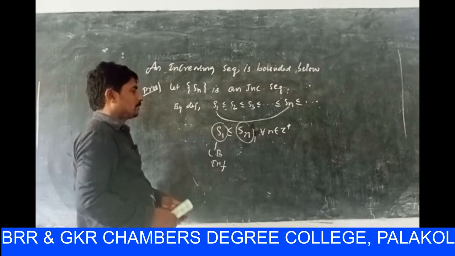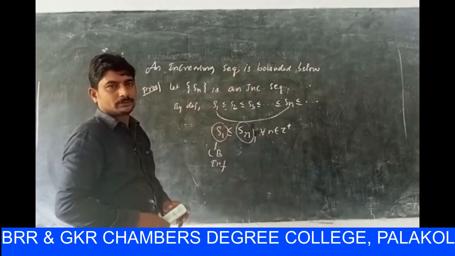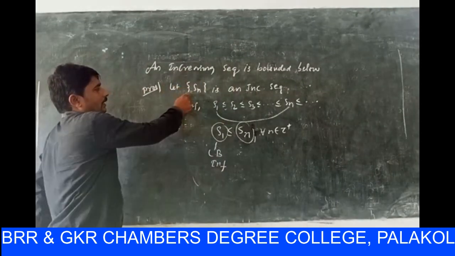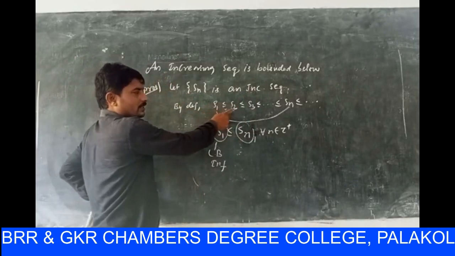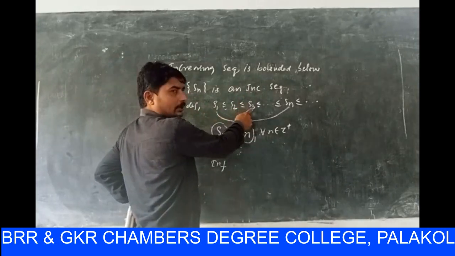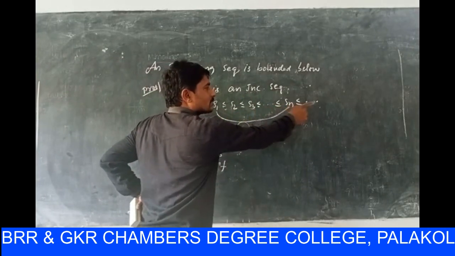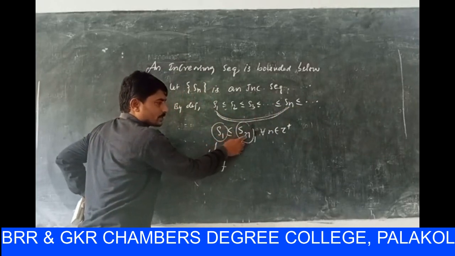This S1 is called infimum. We say that the sequence Sn is bounded below. So what is the statement? An increasing sequence is bounded below. That sequence Sn is an increasing sequence. By definition, we can write S1 less than or equal to S2 less than or equal to S3 less than or equal to and so on, less than or equal to Sn less than or equal to and so on. And combining these, S1 less than or equal to Sn.